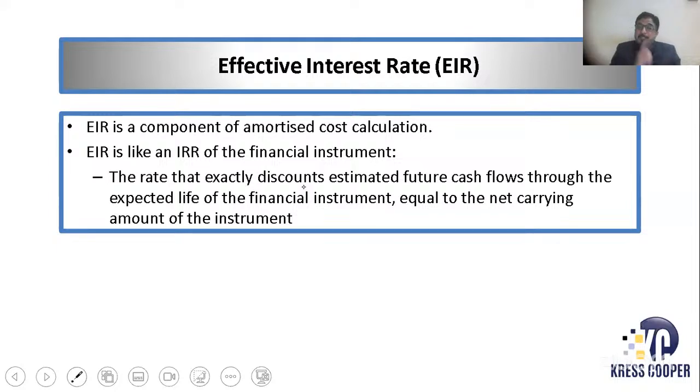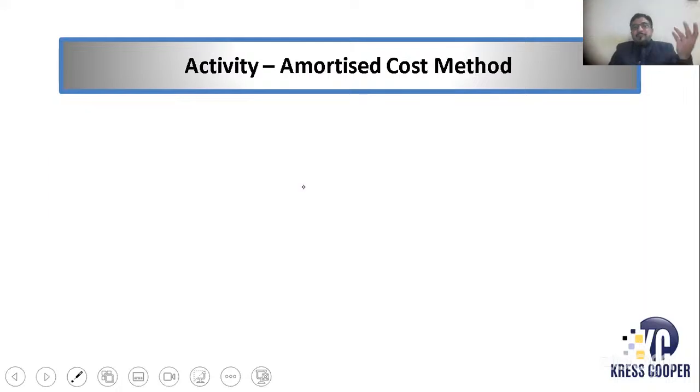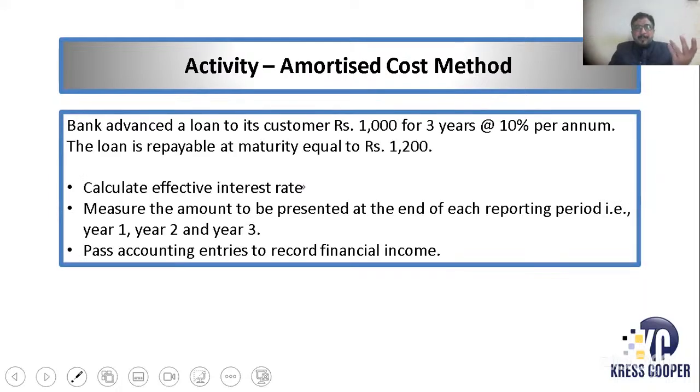So the next question arises, how to calculate effective interest rate in the same way as we calculate the IRR. The only thing that you have to carry in your mind is that IRR we use to appraise the projects, IRI we use to work out the leases, and EIR we use to work out the financial instruments. This is the only difference you can say.